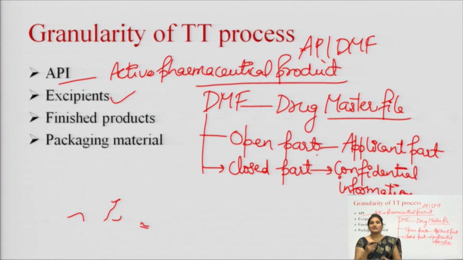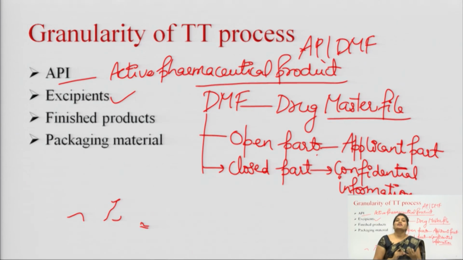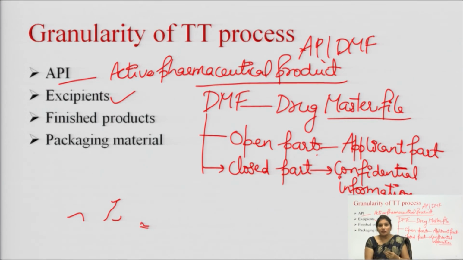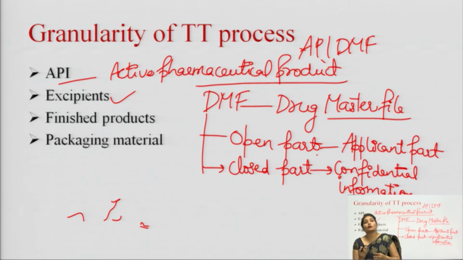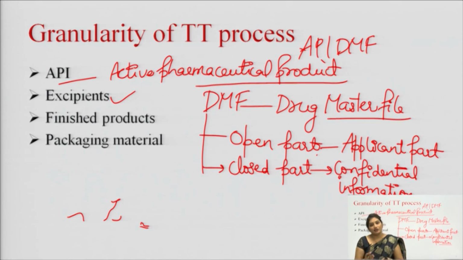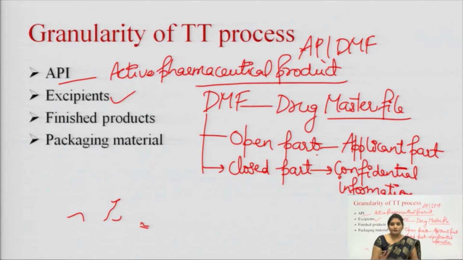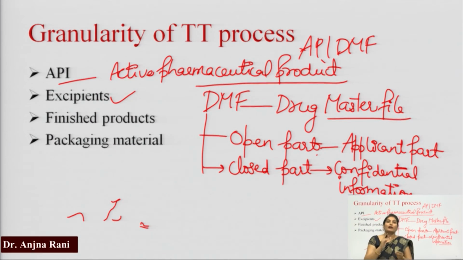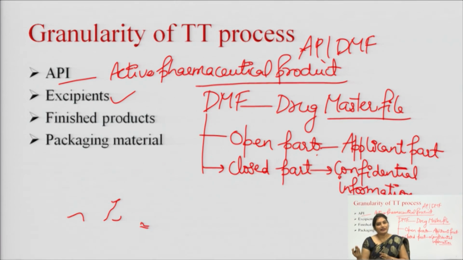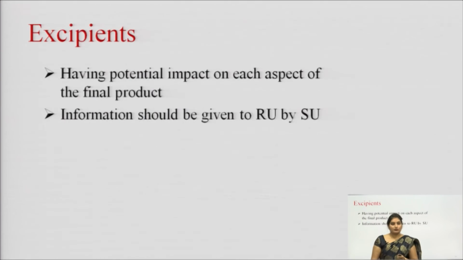So, in the granularity of TT process there are 4 things. First is API, second is excipient, finished product and packaging material. Last one is packaging material. So, all the information related to the packaging component, the packaging instructions, the rationale for using the packaging component, means suppose there are different types of packaging material, which type of material we are using for the packaging. What are the benefits of this type of packaging, what is the rationale for choosing this type of packaging, what is the rationale for choosing the container and closure system, that should be described to the receiving unit by the sending unit. So, this is all about the process of transfer from R&D to the production and granularity of the TT process. Thank you.